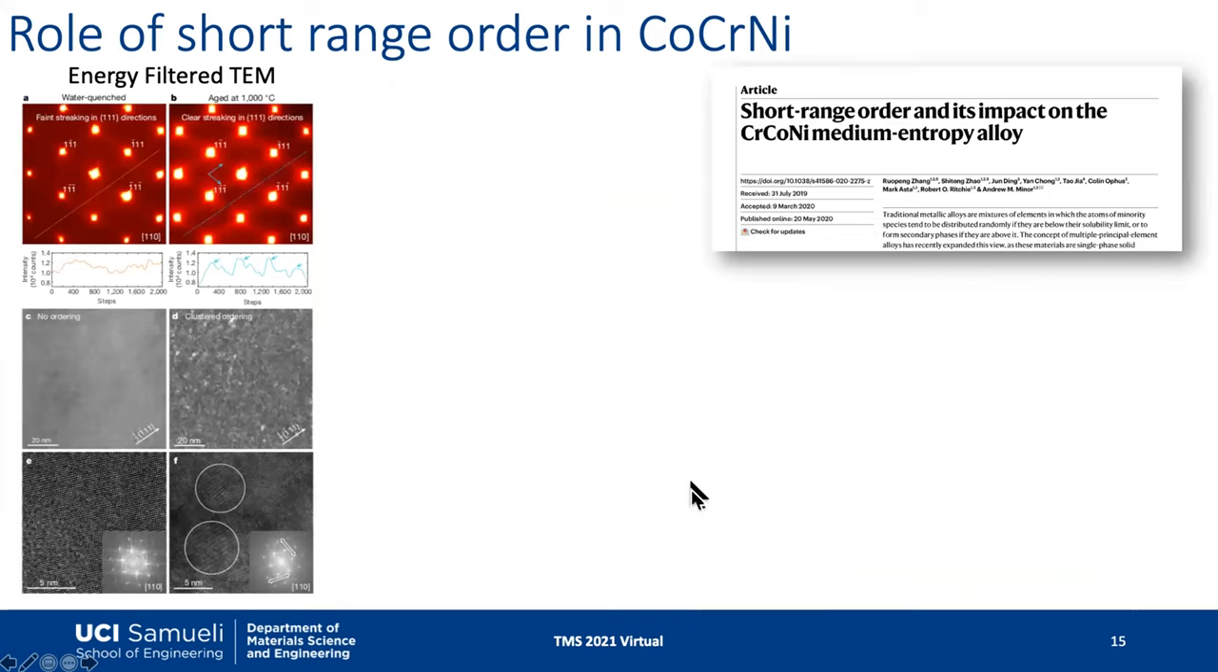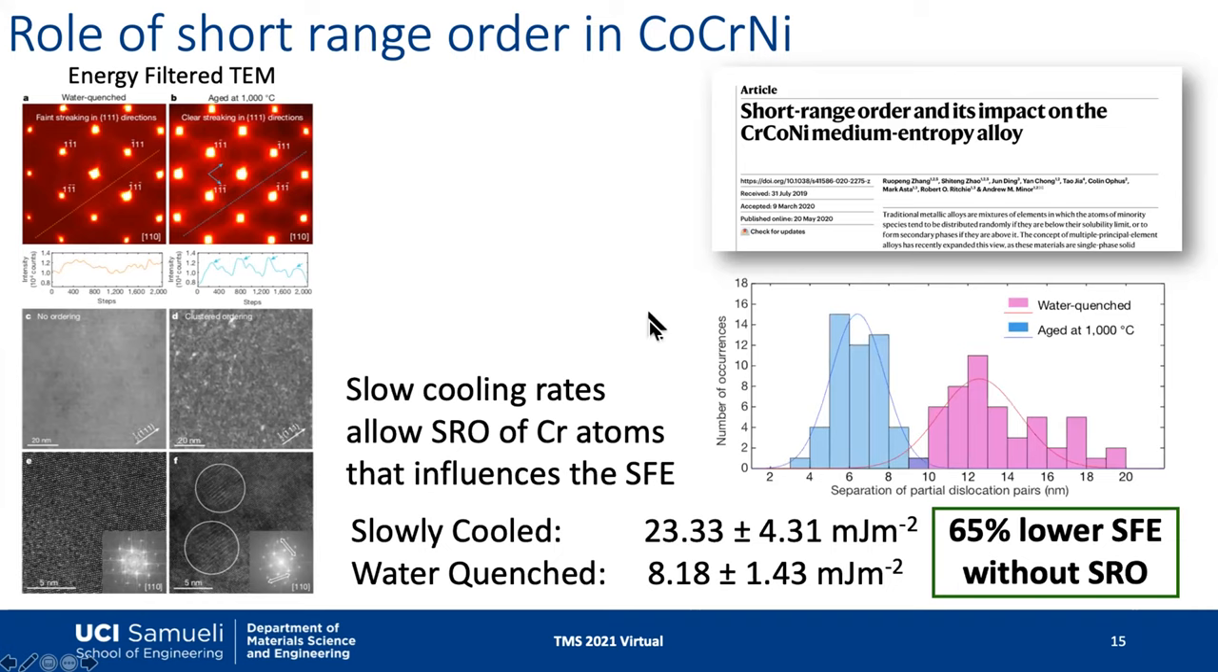More recent work by Andy Minor's group, this is May 2020, they took a deep dive and looked at a phenomenon overlooked in this alloy, which is short range order. They implemented an energy filtered TEM technique, an advanced technique, to characterize samples of the chromium cobalt nickel alloy. In this case, they looked at the kinetics. One was water quenched, meaning very high cooling rates, and then furnace cooled, which is obviously lower cooling rates. By comparing samples by the cooling rate, they observed that the slow cooling induced short range order in this case. And this short range order has a significant impact on the stacking fault energy.